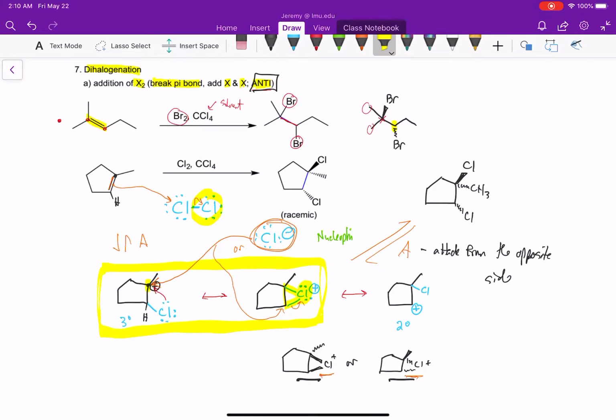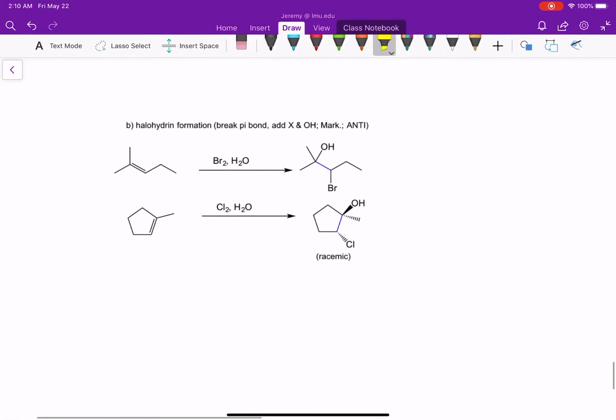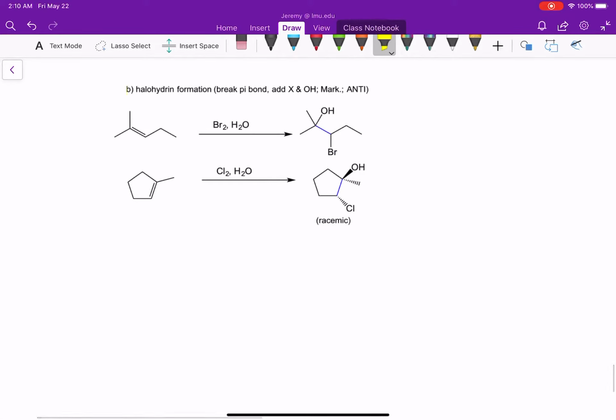Okay, in our last video we talked about dihalogenation, the addition of X2. So this is part A to this reaction. We're now going to talk about part B, and this is called halohydrin formation. And this reaction is very similar. It's an alkene addition reaction.